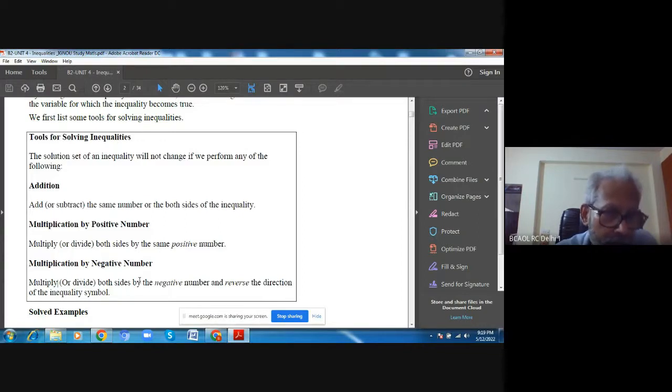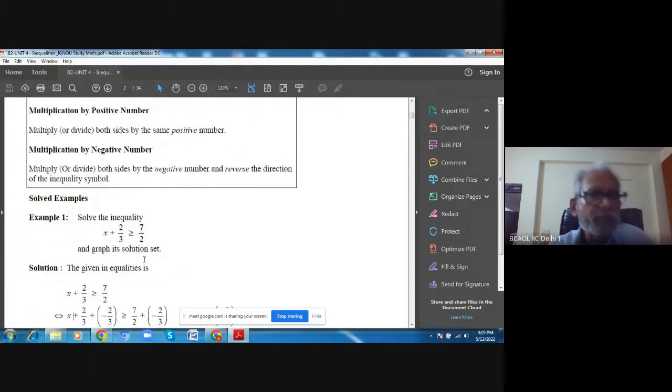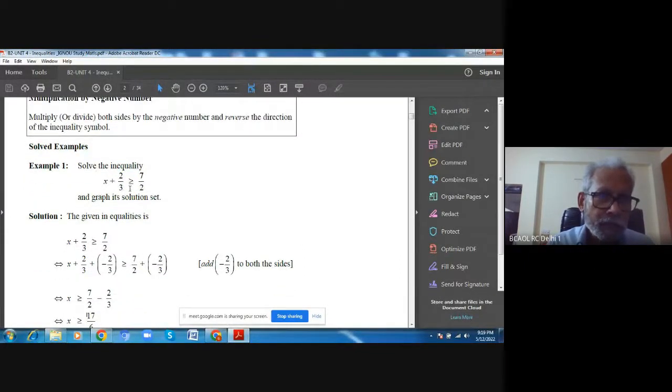See, you have to keep in mind these two things. Then your answer will be correct. Let me show you some examples. A sum is given there: x plus 2 by 3. Some inequality is given, and you have to solve it as well as show it in the graph also. Graph the solution set. Let's see what it is.